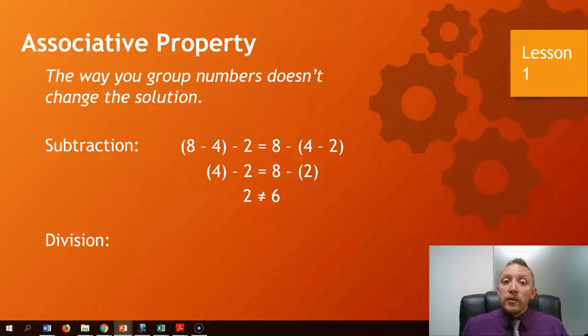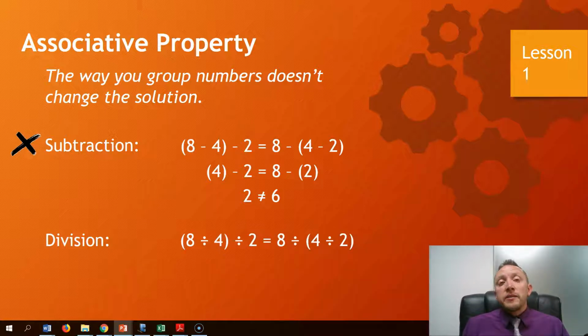So clearly, those are not equal to each other. So we would say 2 doesn't equal 6. So the associative property does not work with subtraction. So we'd have to do it in the order that was given to us. We can't change the order, otherwise we're going to get a different answer. What about with division?